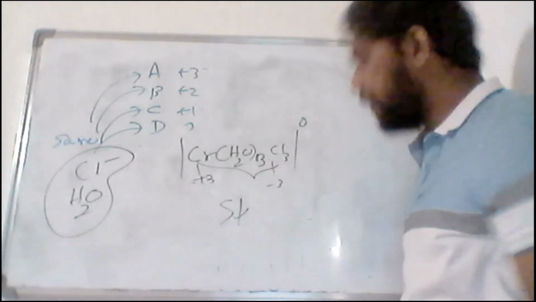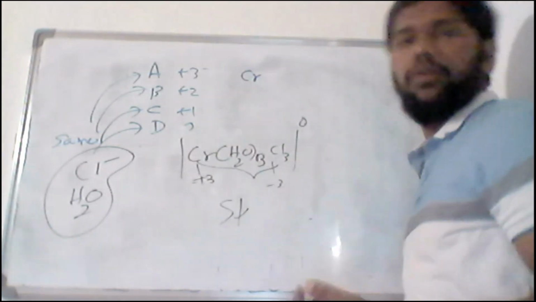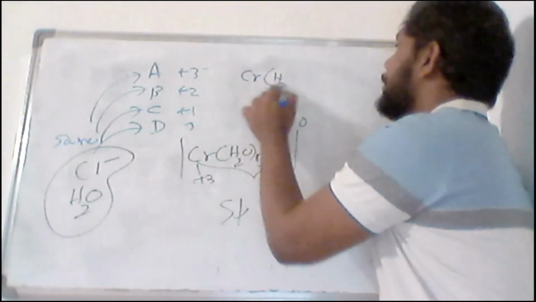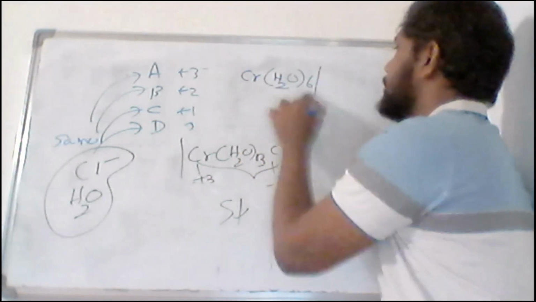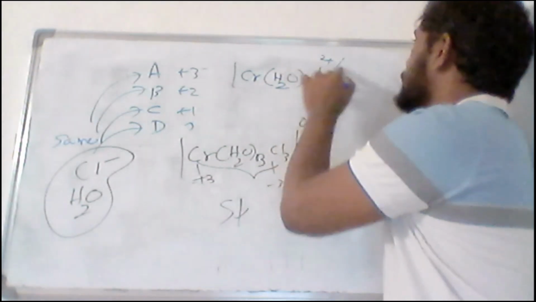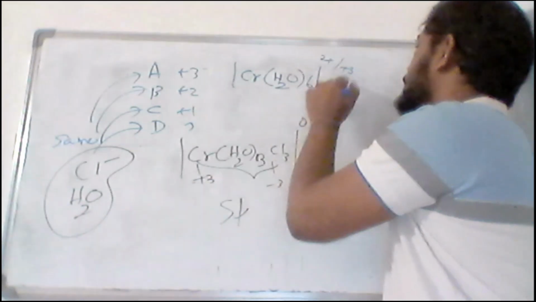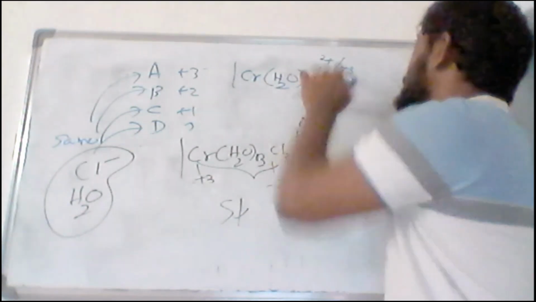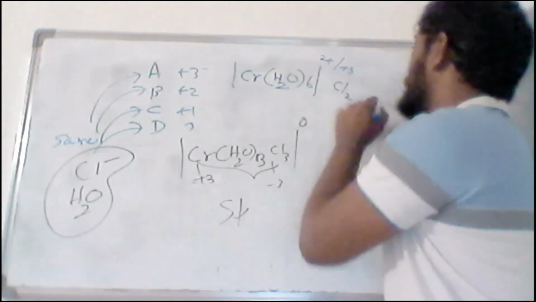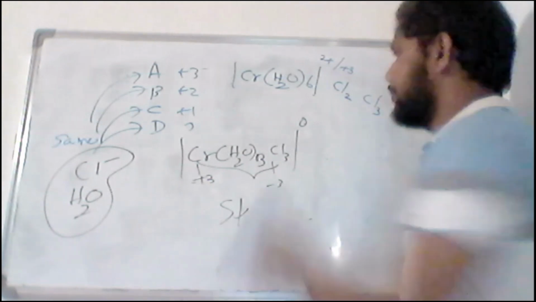Okay, so if we think about the simplest compound that has only water, it will be chromium (H2O)6 with either 2 plus or 3 plus. So to balance this 2 plus, there can be 2 Cl, or to balance this 3 plus, you can have 3 chlorines. So this is one of the ideas that you can take.